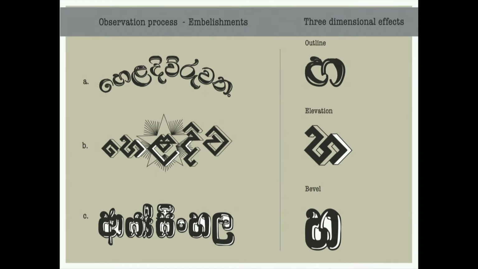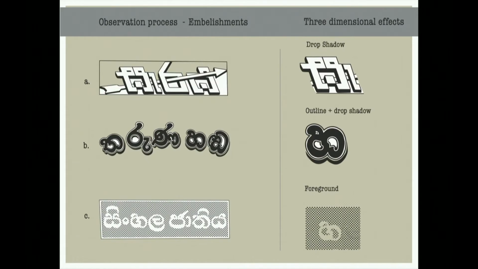We have elevations, so we give a complete three-dimensional projection out from it. And then of course the bevel effect, which is quite interesting to identify, and we know that it had been existing. And also we have the drop shadow, we have outline with the drop shadow, and of course the foreground.